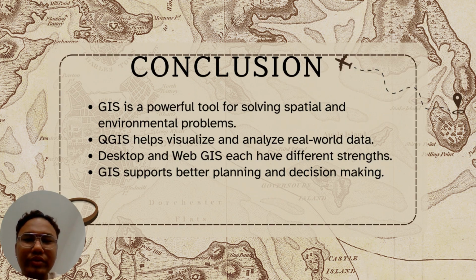Alright, now we move to the conclusion. So GIS is a powerful tool for solving spatial and environmental problems. QGIS helps visualize and analyze real-world data. And lastly, desktop and web GIS each have different strengths. GIS supports better planning and decision making.